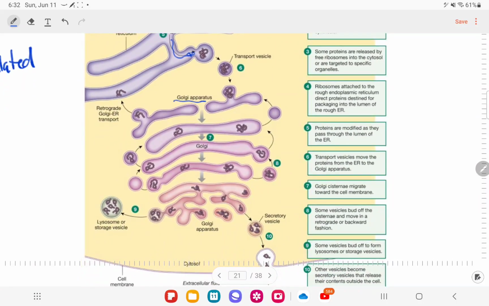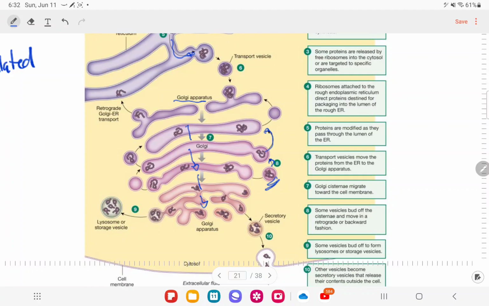And from the Golgi apparatus, we're going to have the Golgi cisternae migrate toward the cell membrane, right? So that protein is getting closer and closer to the cell membrane, okay? And we can see here where some vesicles will bud off the cisternae and move in a retrograde, or backwards, fashion, as we can see right here, okay?